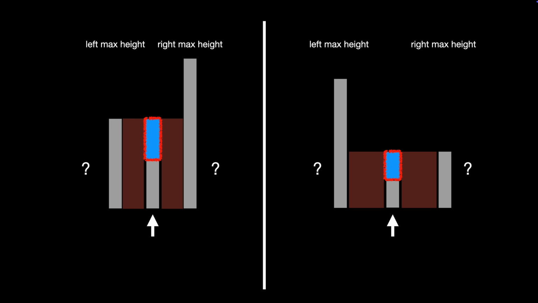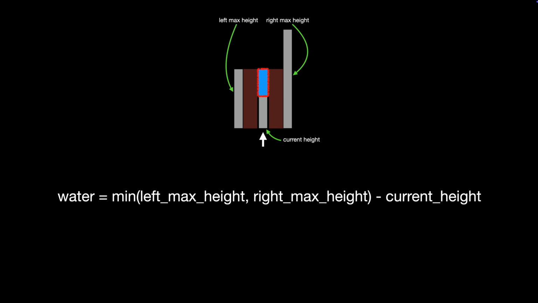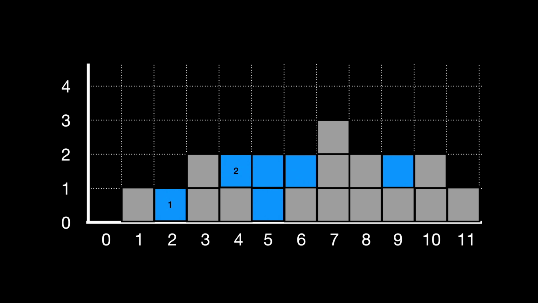So if we know left max height and right max height for each position, then the water trapped at that position is simply min(left max height, right max height) minus current height. In this example, a total of 6 units of water can be trapped. Now, let's apply this approach to solve the problem step by step.